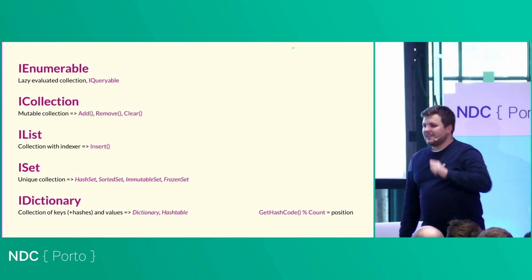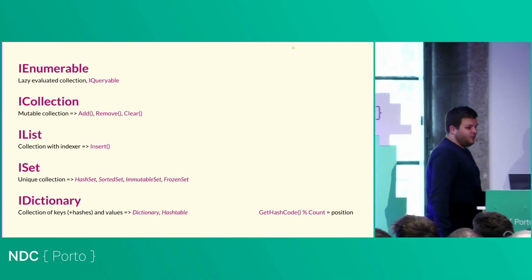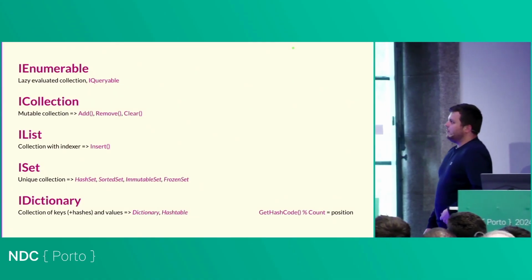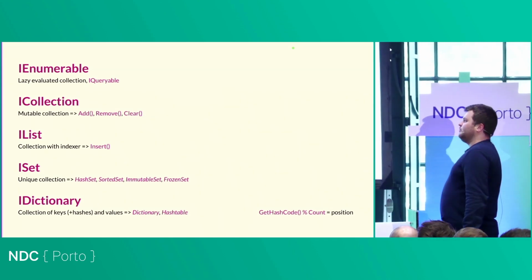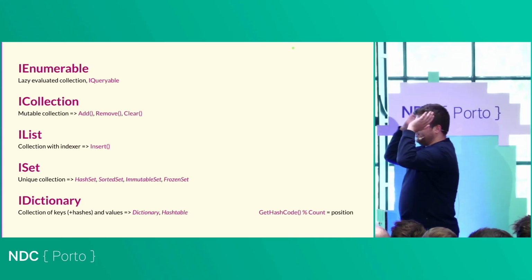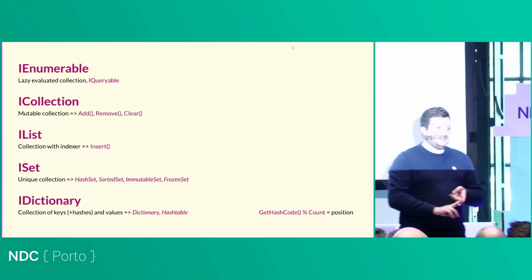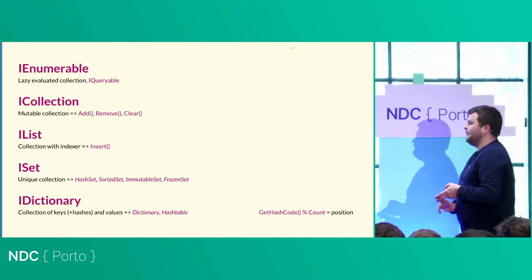IEnumerable. This is a lazy evaluated collection, effectively. And you have its cousin, IQueryable, which is an IEnumerable that can have querying functions built on top of it. Effectively, an IEnumerable is just a collection of things. There is no key, there's no nice, easy way to go and look it up. You have to enumerate over that collection to go and find items.